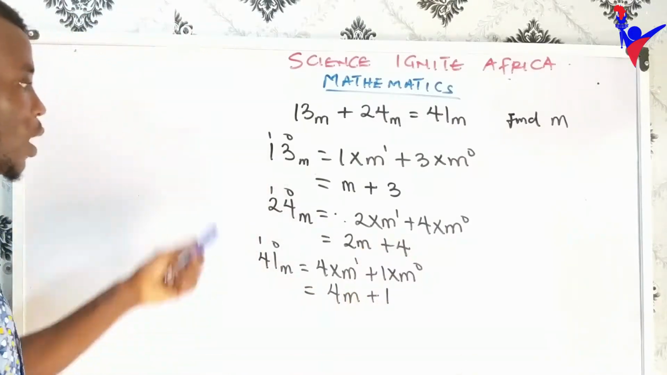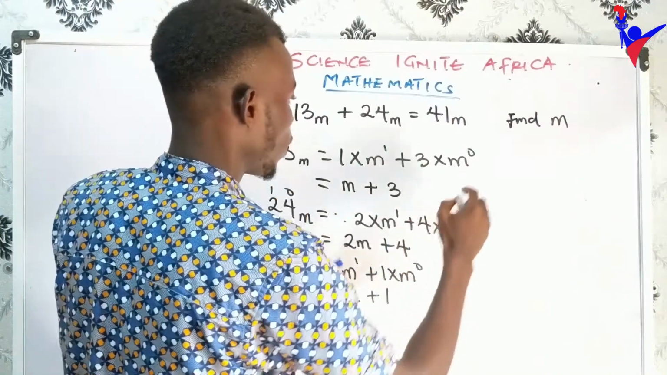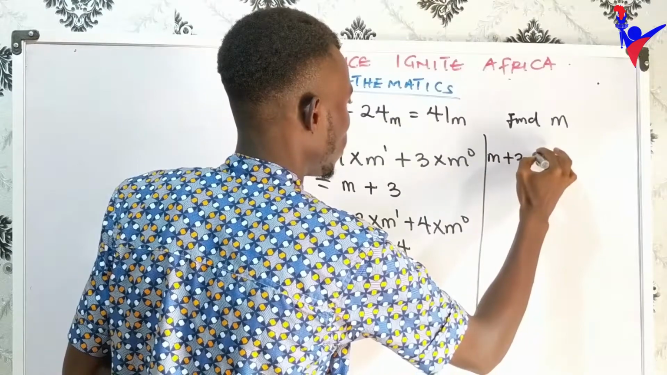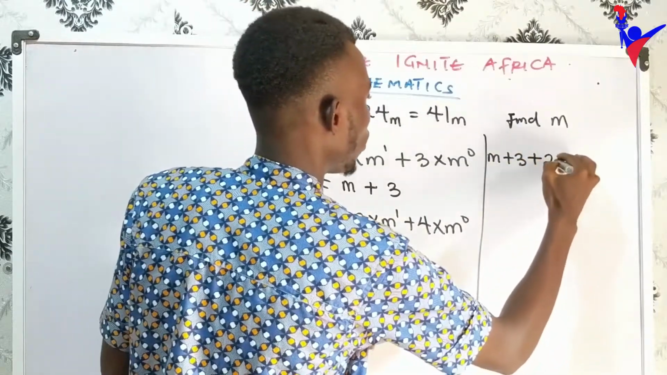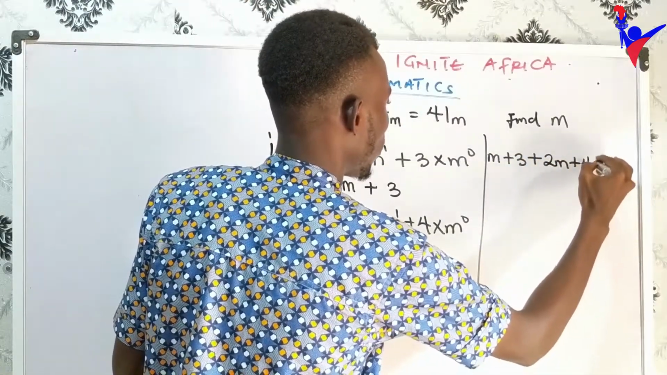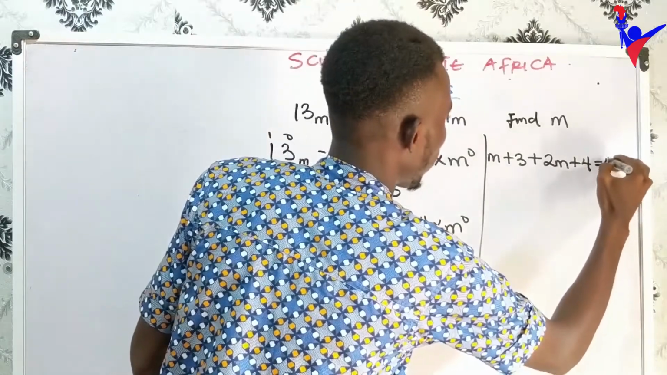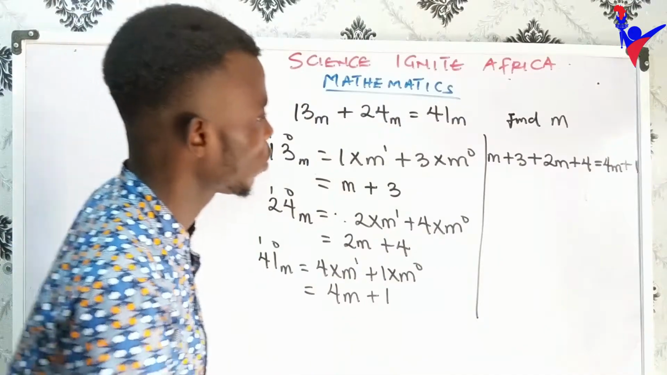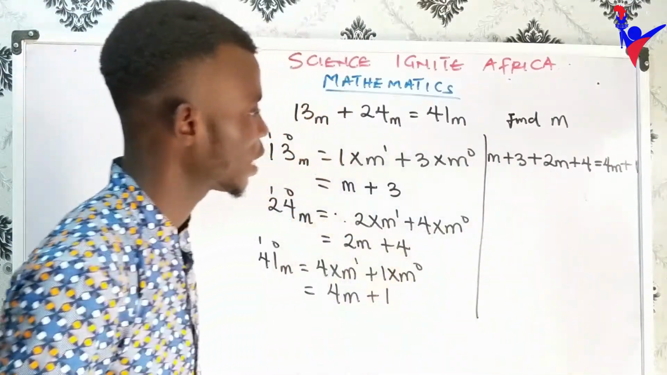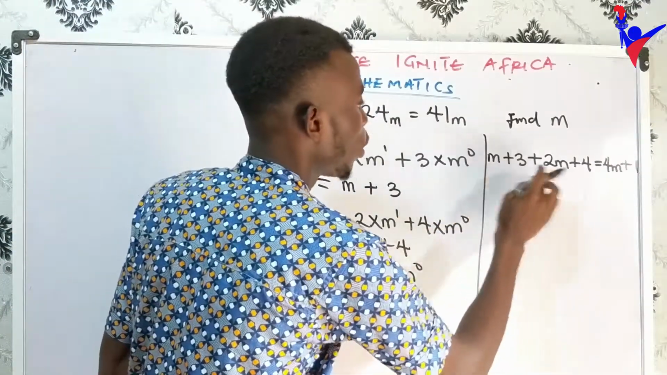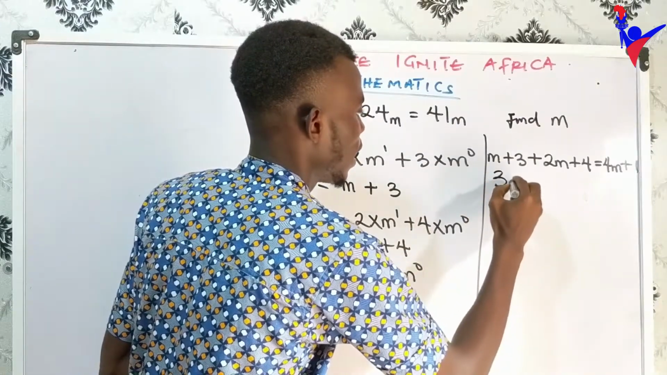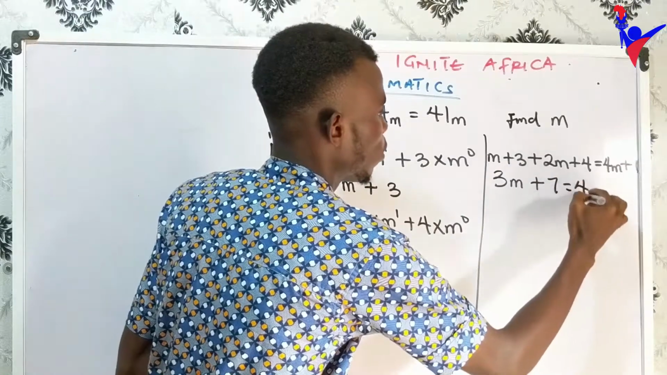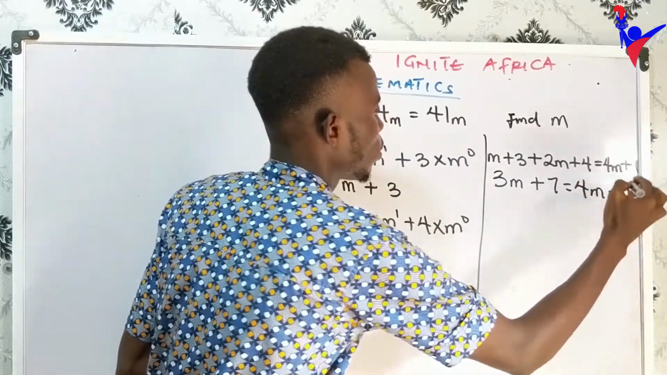Alright, so let's equate the three. This is m plus 3 plus 2m plus 4 equals 4m plus 1. Okay, so let's go. M plus 2m gives us 3m, then plus 3 plus 4, that is 7, equals 4m plus 1.